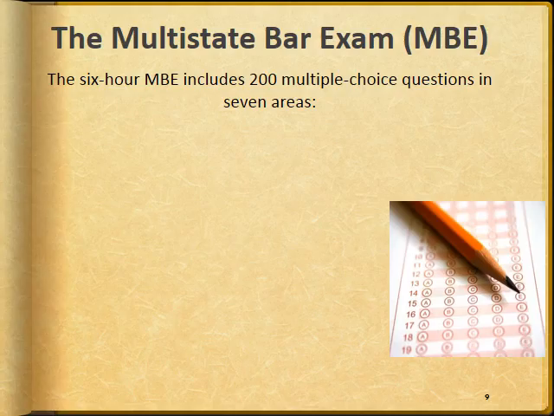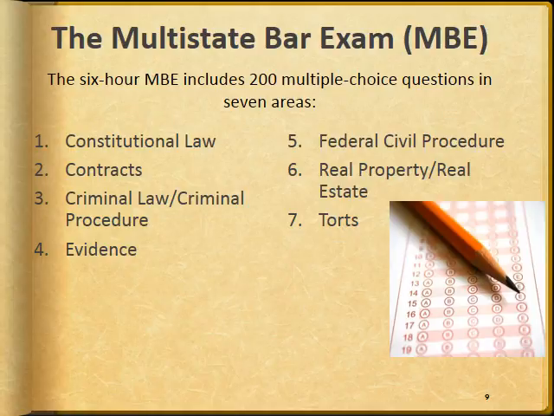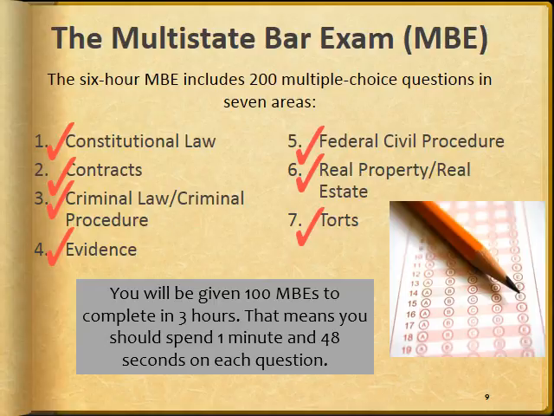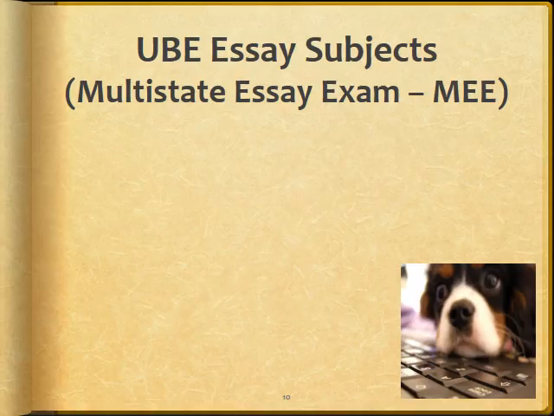The multi-state bar exam covers 7 subjects: constitutional law, contracts, criminal law, which includes criminal procedure, evidence, federal civil procedure, real property, which includes real estate, and torts. Since you need to complete 100 questions in 3 hours, you need to complete each question in roughly 1.8 minutes. That's equivalent to 1 minute and 48 seconds.